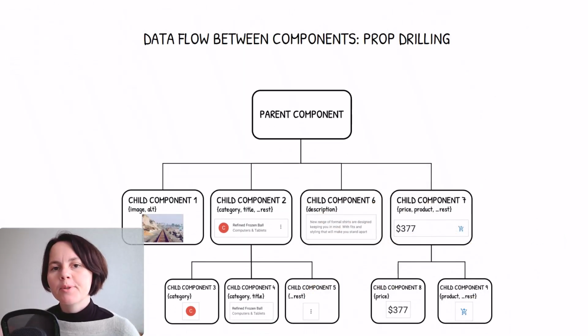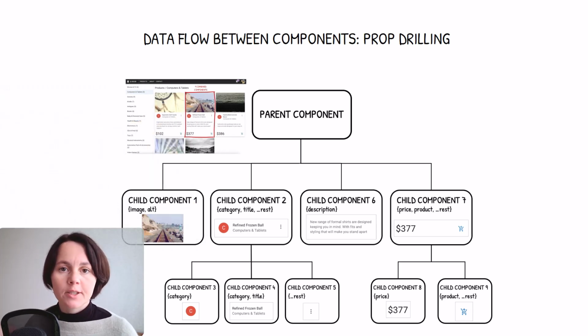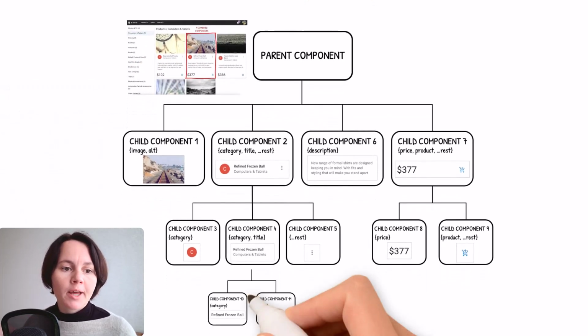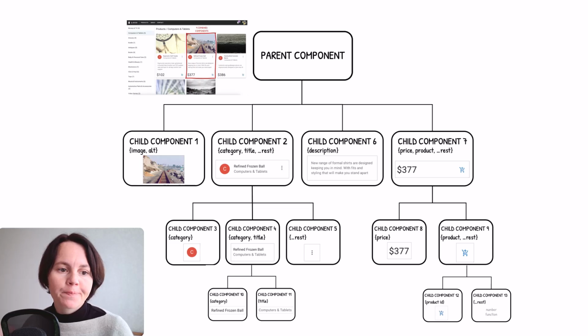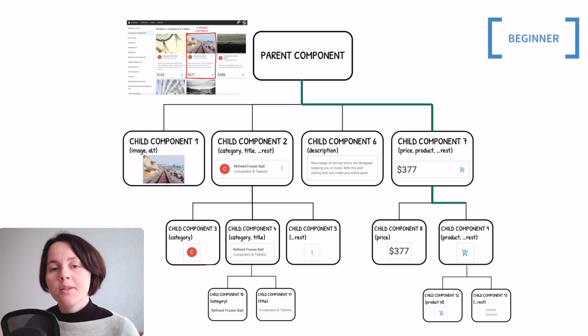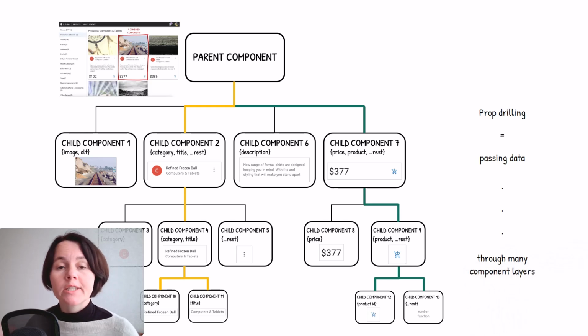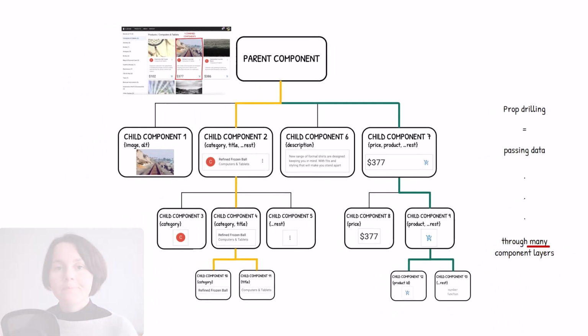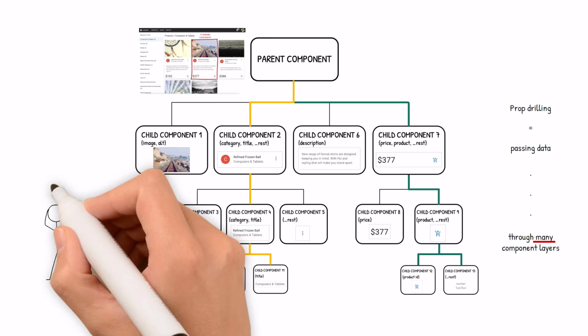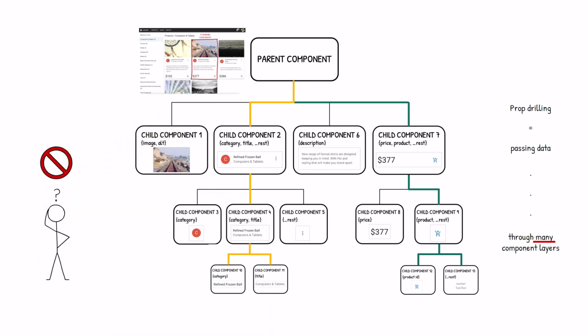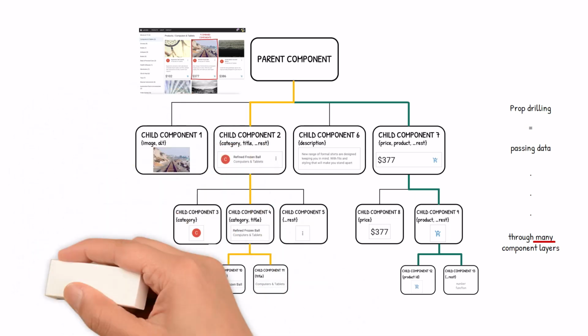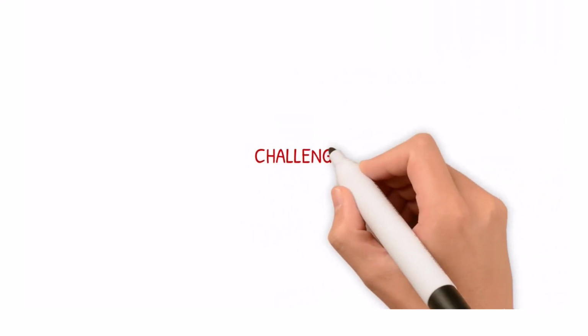Continue with the component tree from our previous video, but we will add one more child layer. Prop drilling in React occurs when data needs to be passed through multiple layers of nested components in order to reach a deeply nested child component. Is it bad? Not necessarily. However, it can lead to some issues.